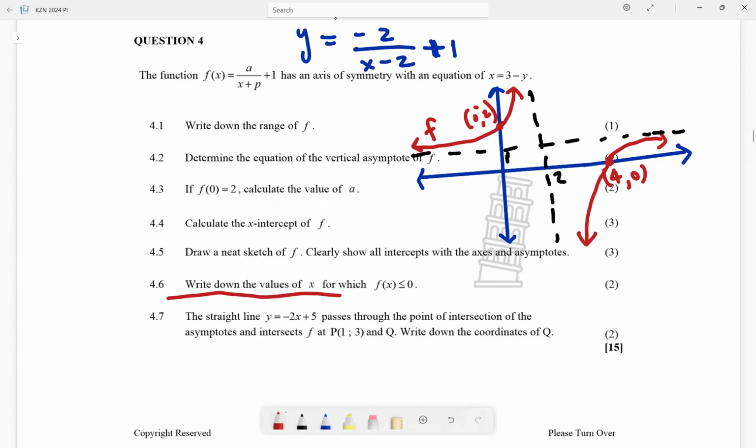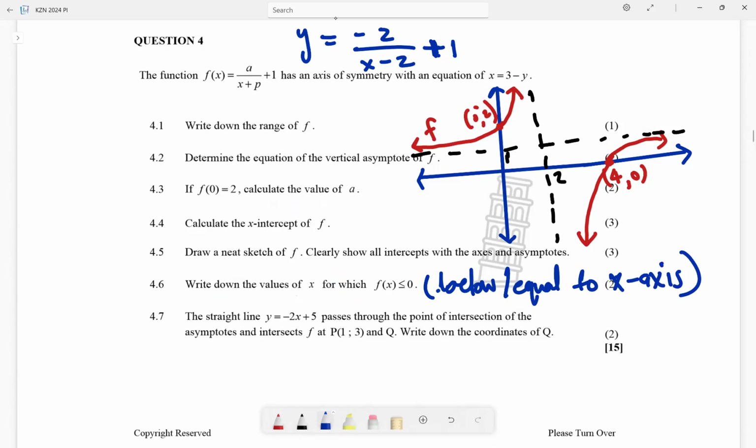Write down the values of x for which f of x is less than or equal to 0. This one translates to where the graph is below or equal to the x-axis. Okay, so less or equal. Less means below, then equal means equal. So where is it below? It is below on this portion. Can you see that? But here it is above.